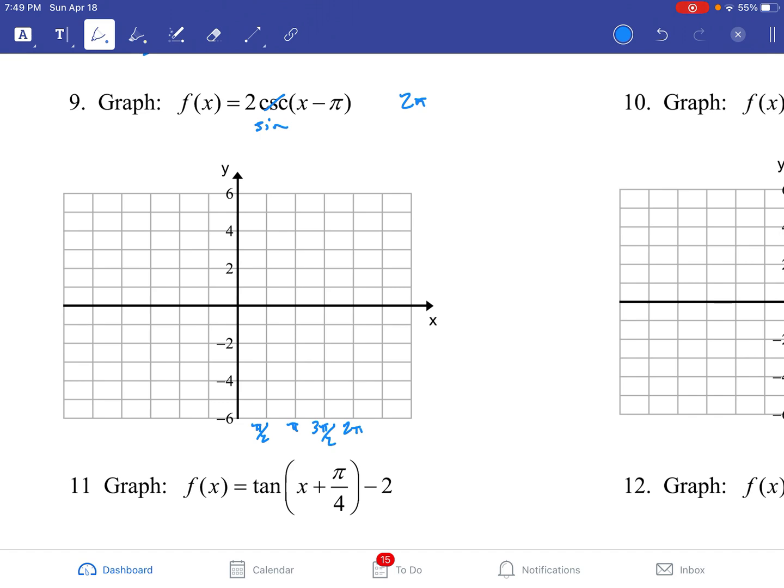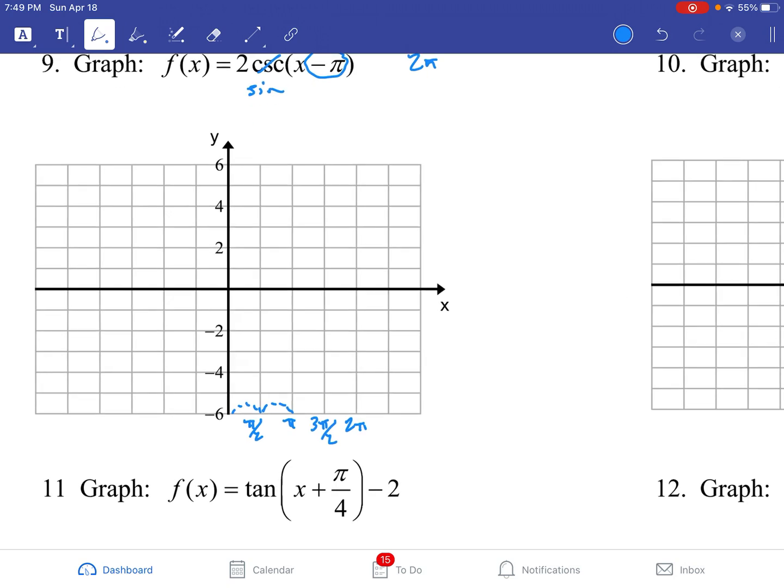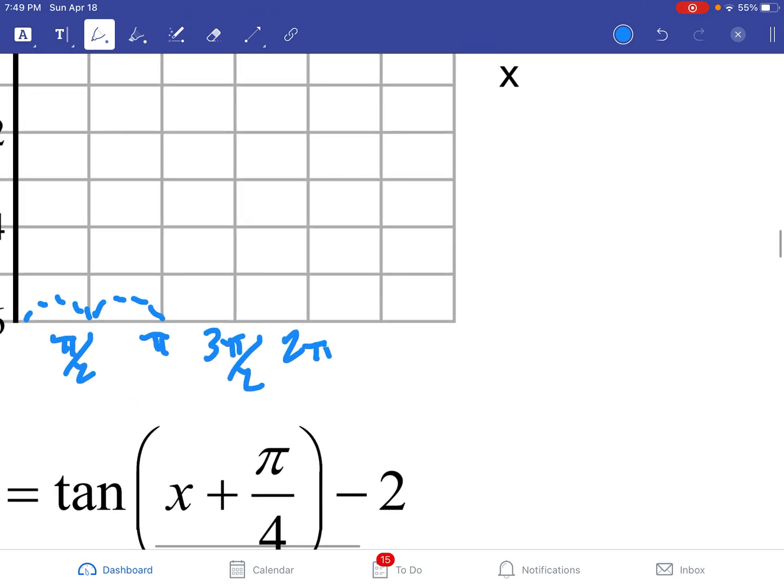There is a horizontal shift. We're moving to the right by pi because it's being subtracted by pi on the inside of the parentheses. So pi is 2 intervals to the right. So we're going 2 intervals to the right. It means we're going to add to 2 pi on the bottom here. You get 5 pi over 2 and 3 pi.